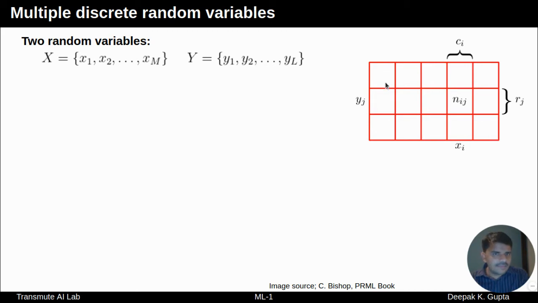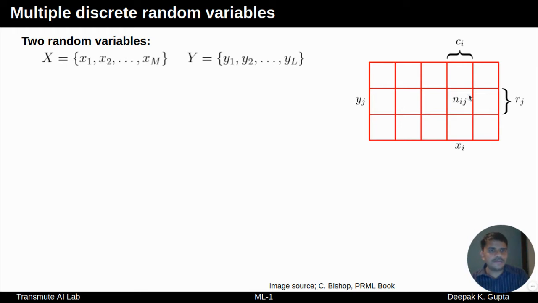Now, what does each cell represent? There were several experiments performed, and each cell here represents the number of times this combination has been observed. So the number of times we observed xi and yj together, that is nij. That is what each cell represents. And what does ci represent? All the cases where we observed the value of xi together with different values of y, when they are summed together, that is ci. So sum across this entire column. And rj is the sum across this entire row.